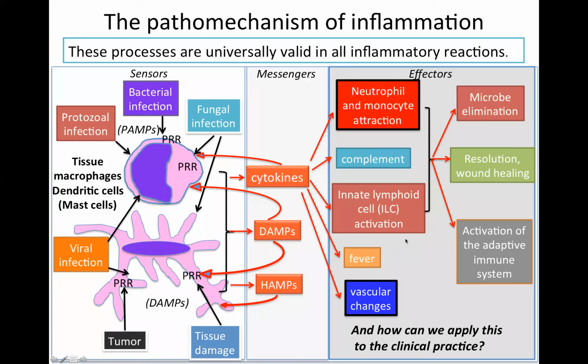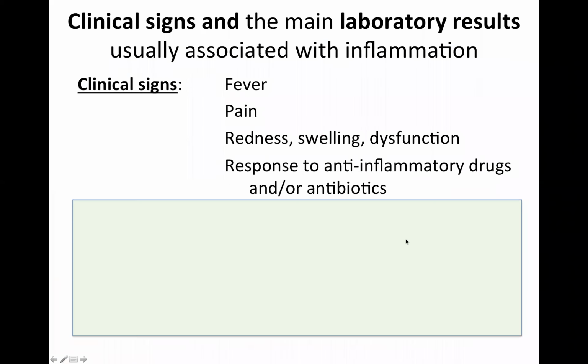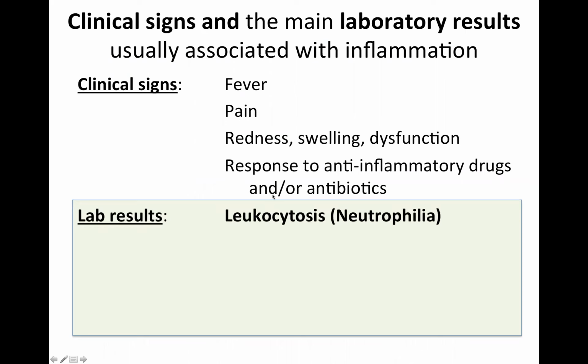So how can we apply this one to the clinical practice? First, the diagnostic use. Let's see. We've seen that certain clinical signs can be easily detected, like fever, pain, and redness, or response to the adequate treatment. But we also have specific lab results which can be used.